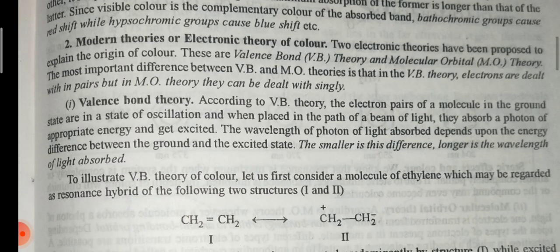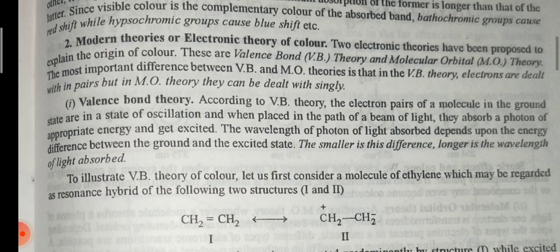Two electronic theories have been proposed to explain the origin of color. These are valence bond theory and molecular orbital theory. The most important difference between valence bond and molecular orbital theory is that in valence bond theory, electrons are dealt with in pairs, but in molecular orbital theory, they can be dealt with singly.